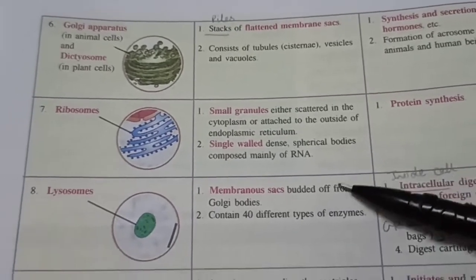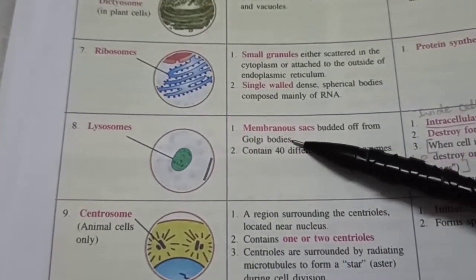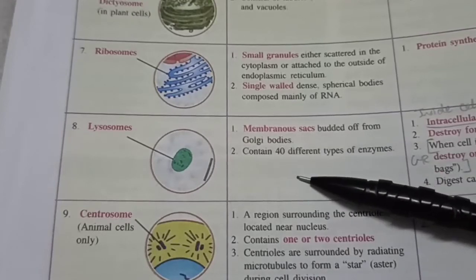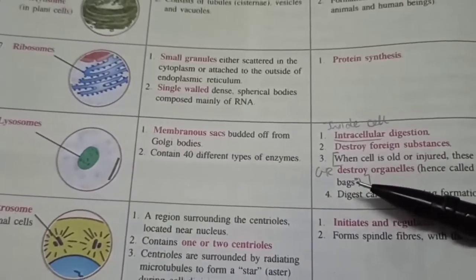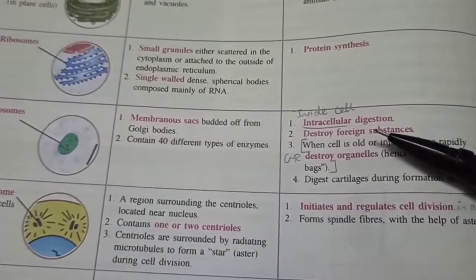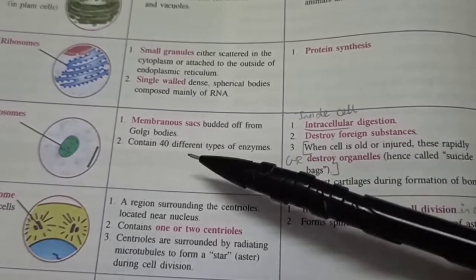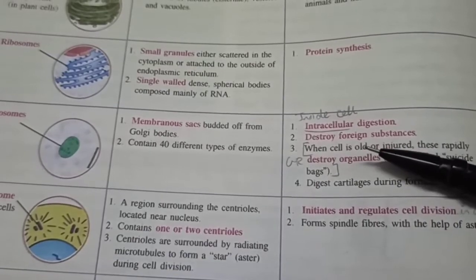Next organelle, lysosomes. They are membranous sacs budded off from Golgi bodies. So, like vacuoles, even they are born from Golgi bodies. They contain up to 40 different types of enzymes, and they have 4 functions. First, intracellular digestion, which is inside the cell. Second, they destroy all foreign substances. They use these enzymes to digest anything foreign which enters the cell and protects the cell.